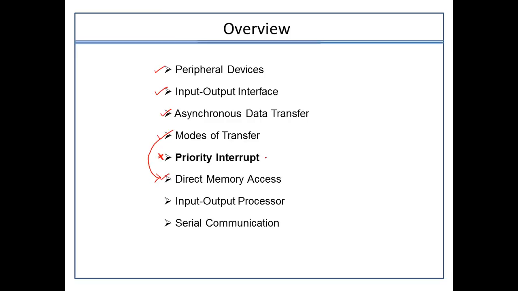In this session, priority interrupts are derived under two categories: one based upon hardware and another based upon software. In this chapter, our entire focus will be on the hardware. Under the hardware also there are two types: we can design it in the form of serial and in the form of parallel.